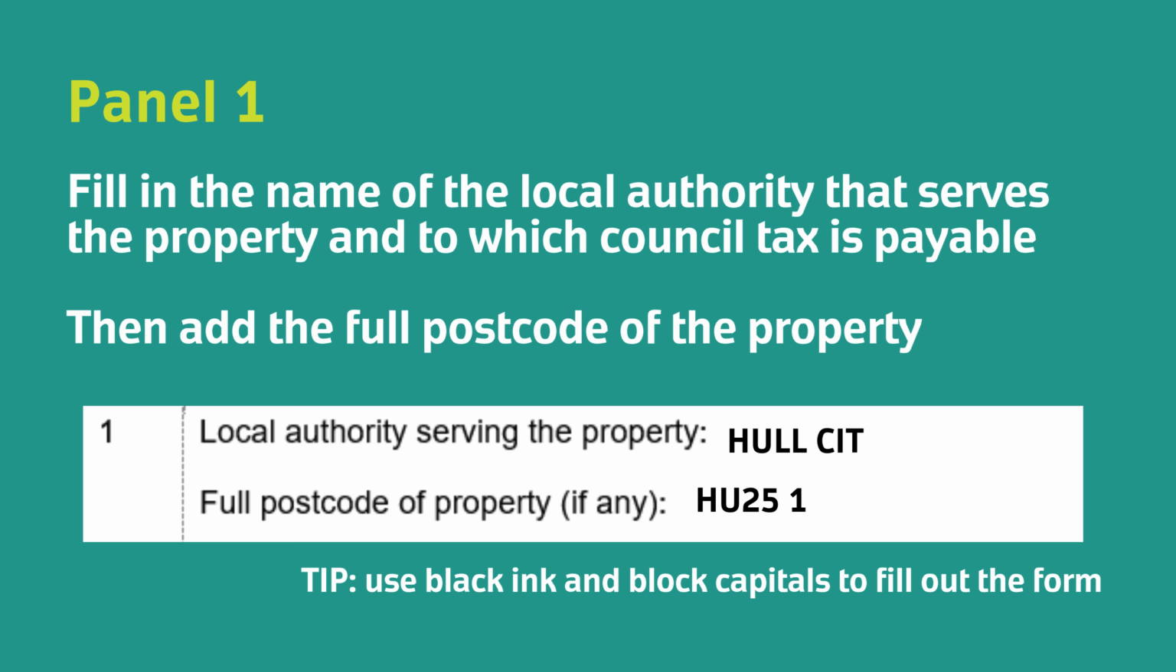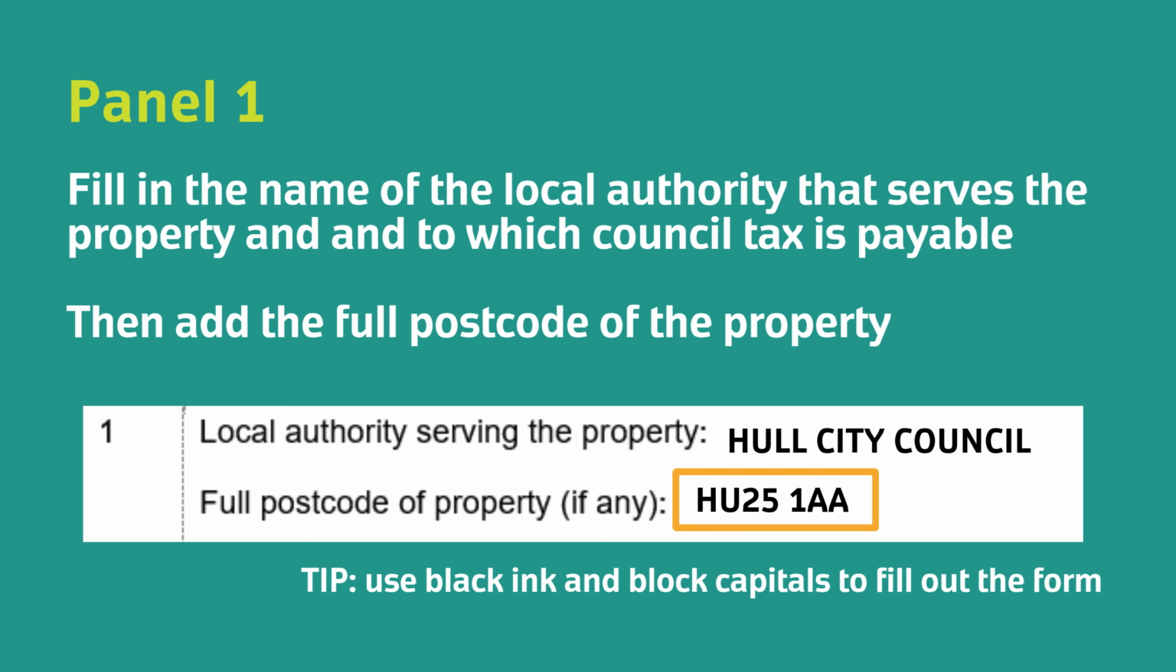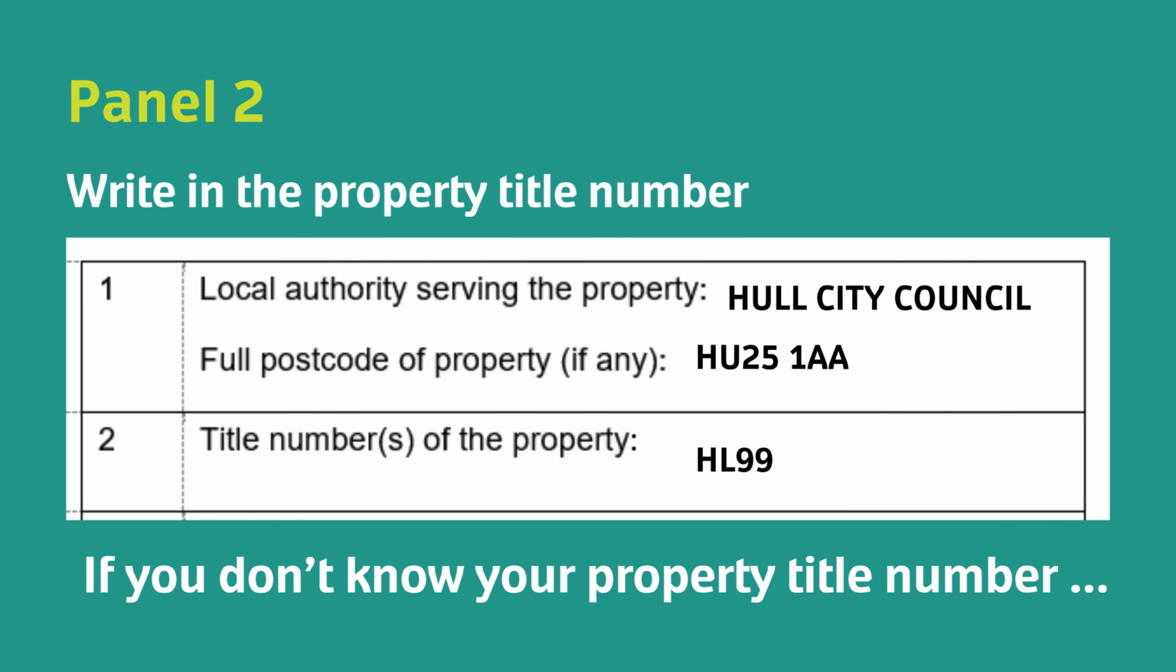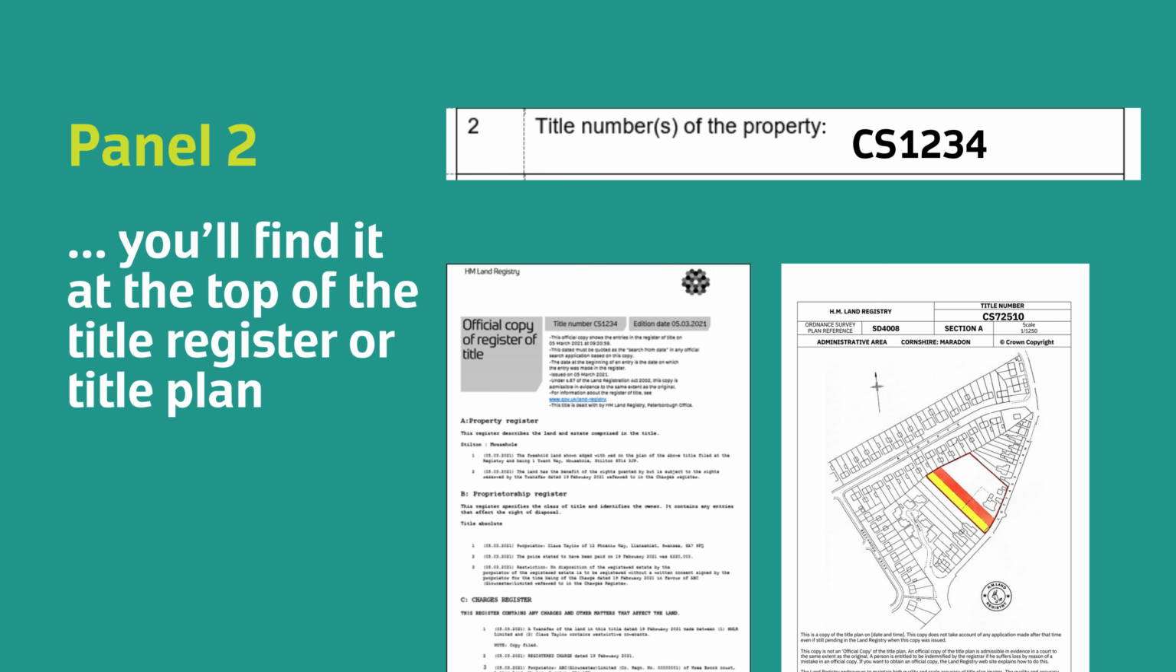In Panel 1, fill in the name of the local authority that serves the property. This will be the County Borough, Unitary Authority, District Council, or London Borough to which council tax is payable. Also, insert the full postcode of the property if there is one. In Panel 2, write in the title number or numbers of the property. When we register property, it is given a unique HM Land Registry reference number. This is shown at the top of the first page of the title register and also on the title plan.